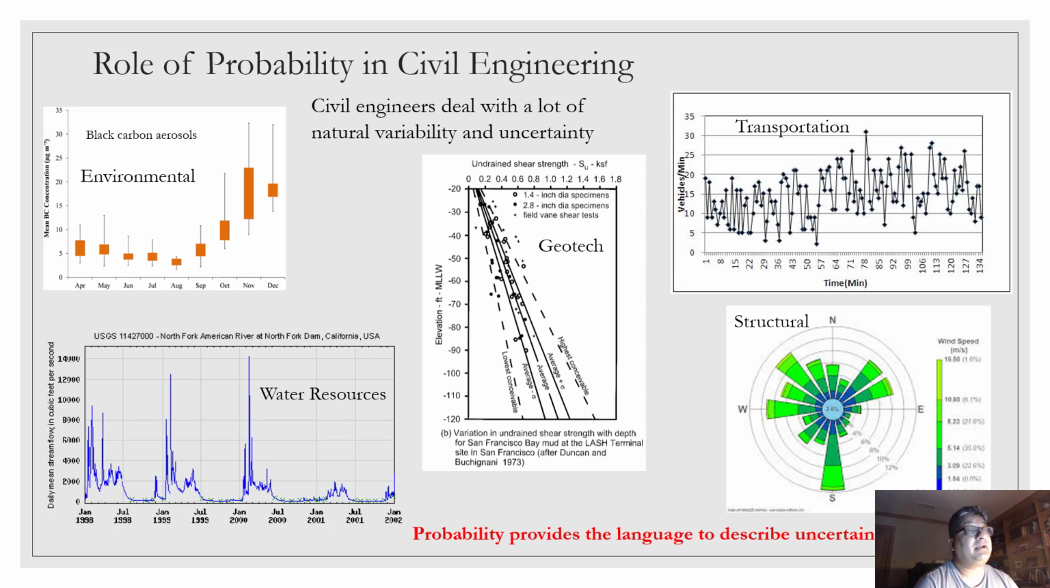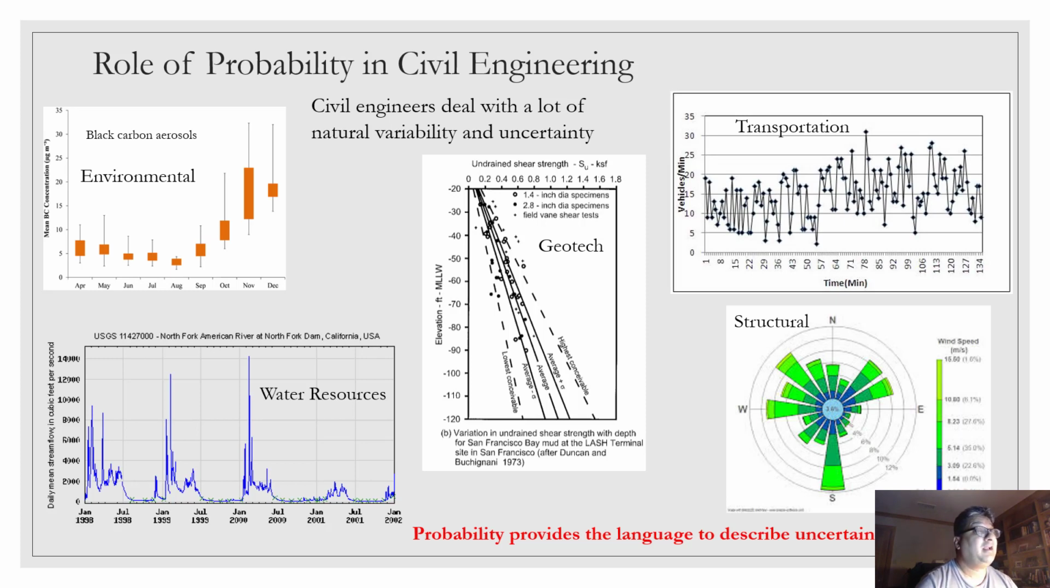So, the role of probability in civil engineering. Civil engineers, as you know, work in nature. So either we design structures or we analyze natural phenomena. So invariably there is a lot of natural variability and uncertainty in various disciplines of civil engineering. Regardless of what you're studying in civil engineering, you will find uncertainty and variability in the data sets that you collect.